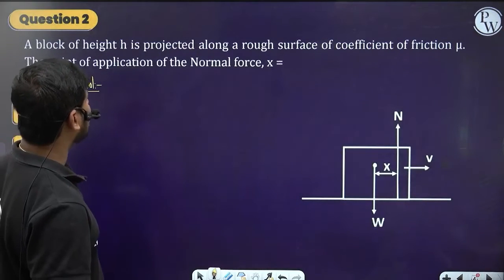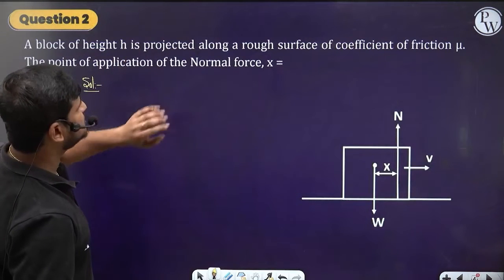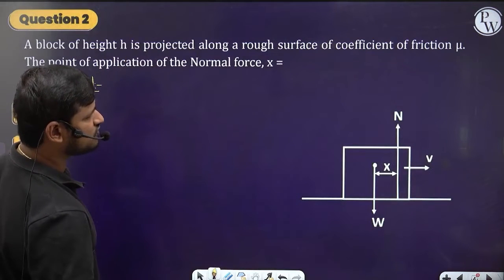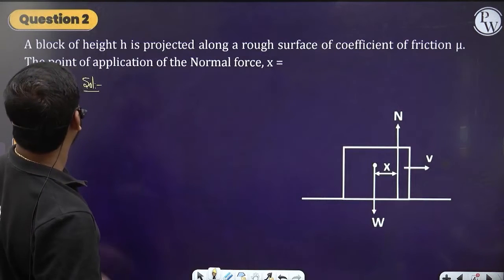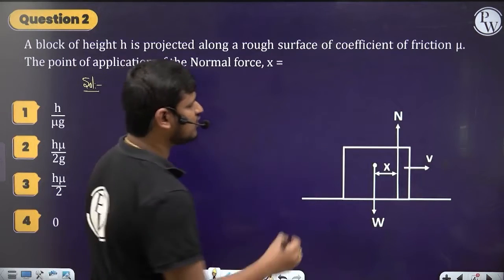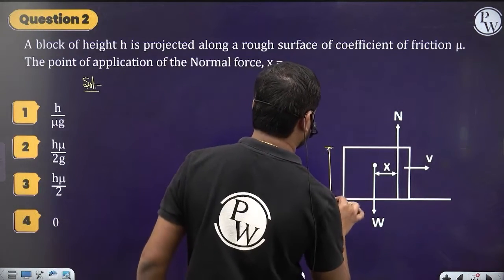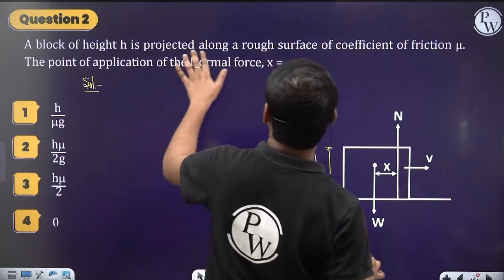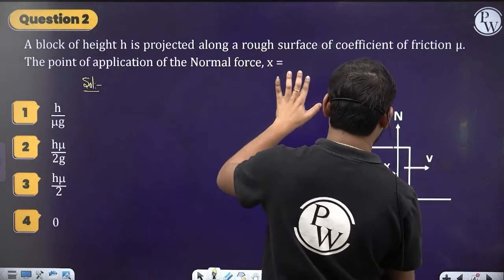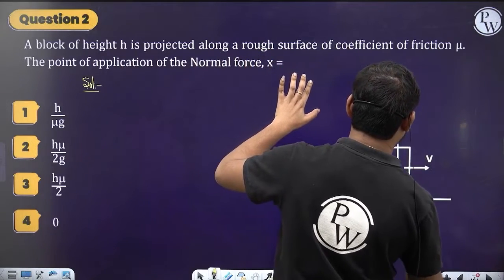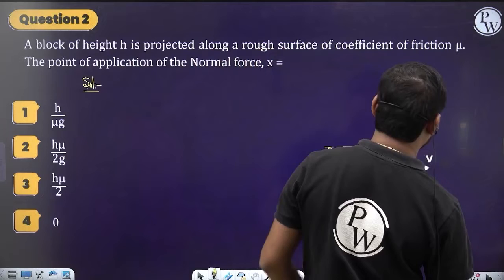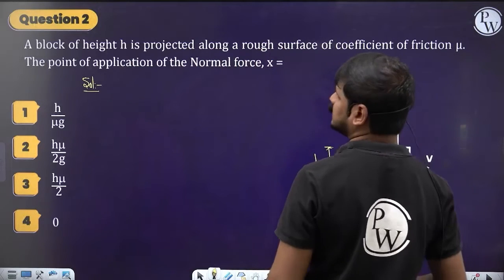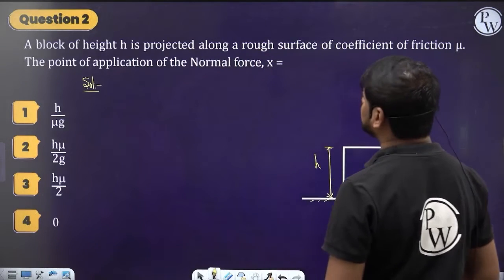A block of height h is projected along a rough surface of coefficient of friction mu. So this is a block of height h. Total height is h. Fine. So it is projected along a rough surface. This surface is rough, so the coefficient of friction is mu. So the point of application of the normal force.